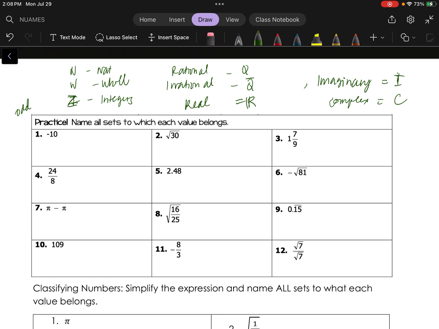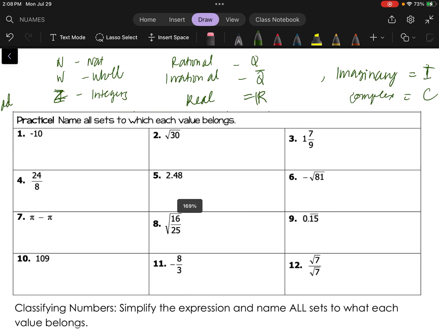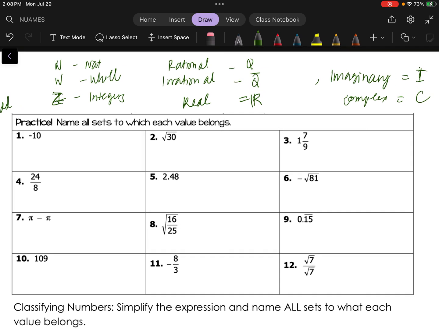All right, so let's start. Let's start with number 1. So we have -10. So -10 could be an integer, right? It could be an integer. And since it's an integer, it should be rational and it should be real.